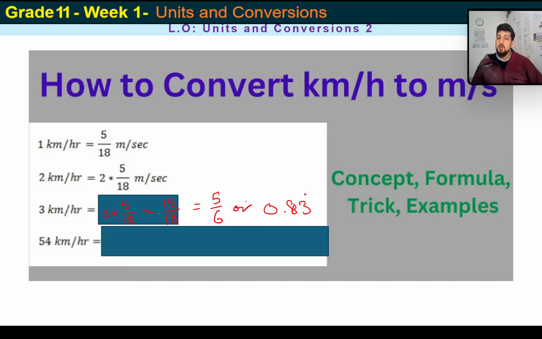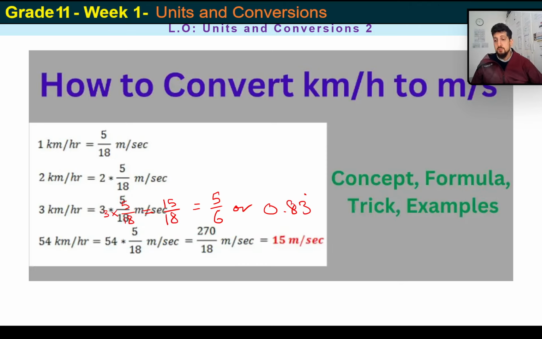Okay, let's do the next one. And the next one is exactly the same, but I've just revealed the answer. It's 54 kilometers per hour. You just multiply it by 5 over 18, which equals 270 divided by 18. Which, if you just plug it into the calculator, 54 times 5 over 18, it just gives you 15. And that's the answer.